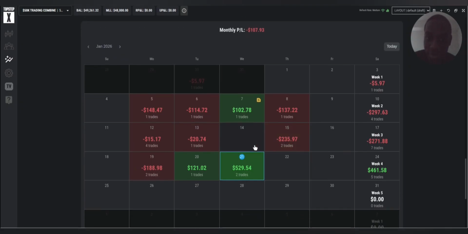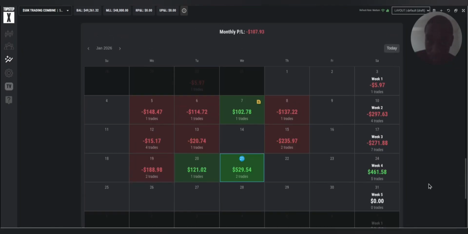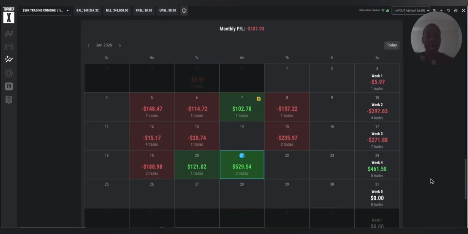But basically, can you guys believe this is literally the biggest trade I've ever taken on an actual Topstep account? This is actually the largest trade that I have ever won. A $529 trade. And this is the most profitable week of actual trading, not gambling, that I've ever had. It's crazy.